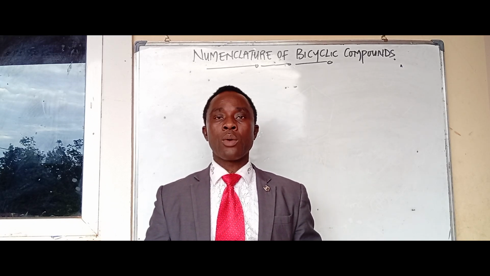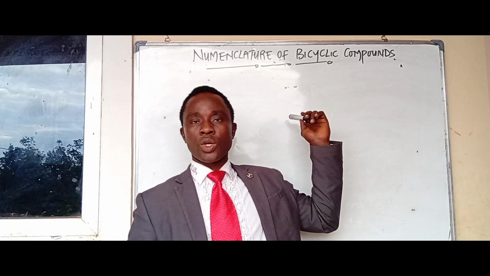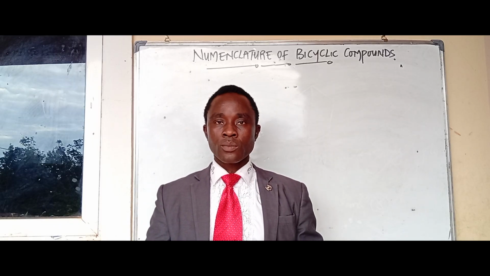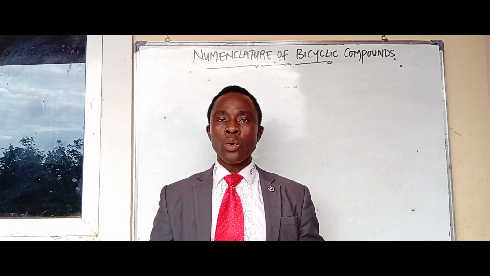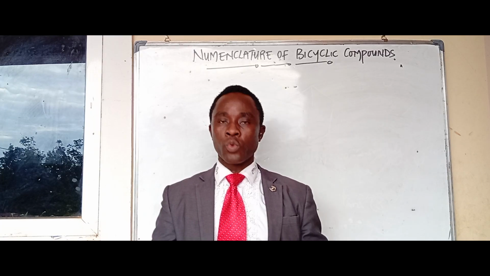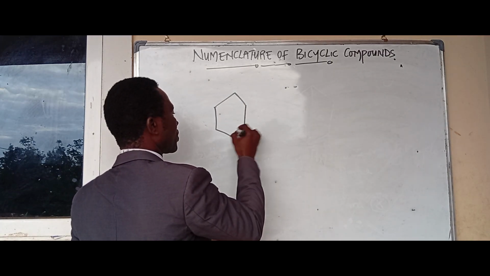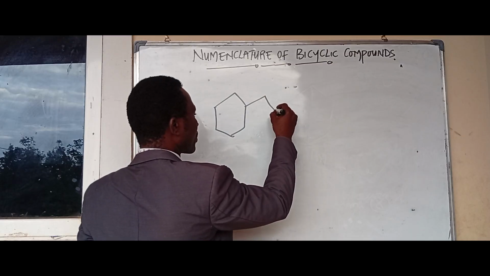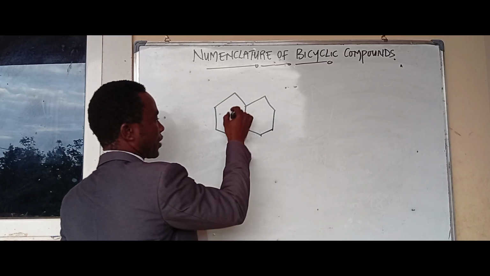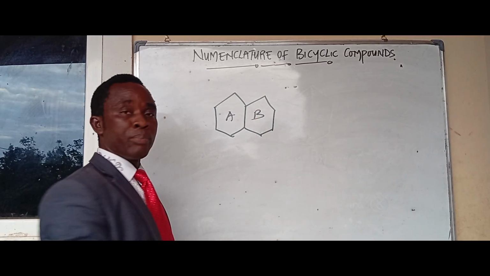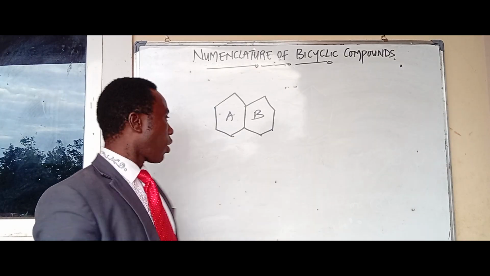In my class today, I will be teaching you the nomenclature of bicyclic compounds. Bicyclic compounds are those cyclic compounds that have two rings. Let me say, when you have a compound of this way, this compound is made up of two rings, ring A and ring B. So we can name bicyclic compounds.